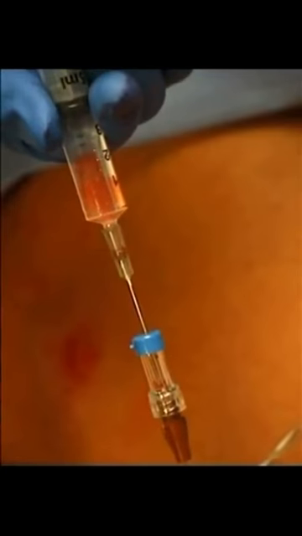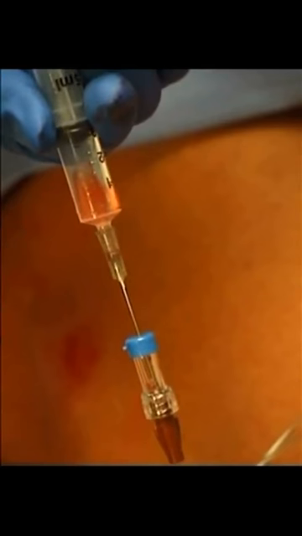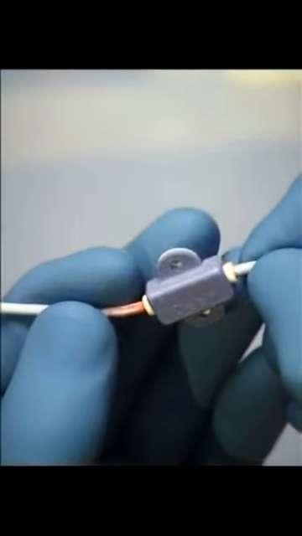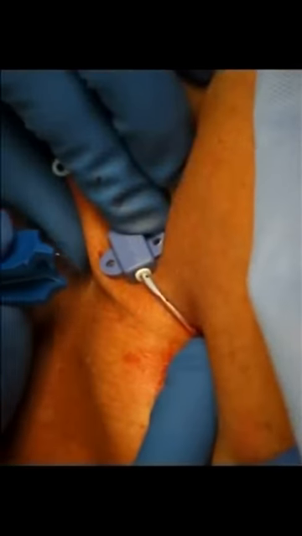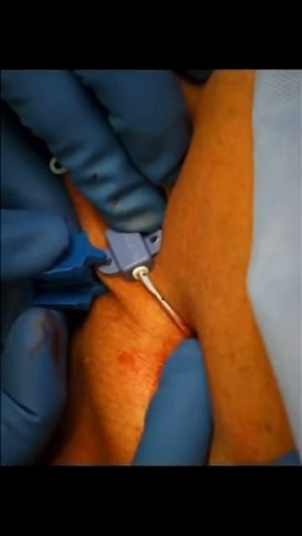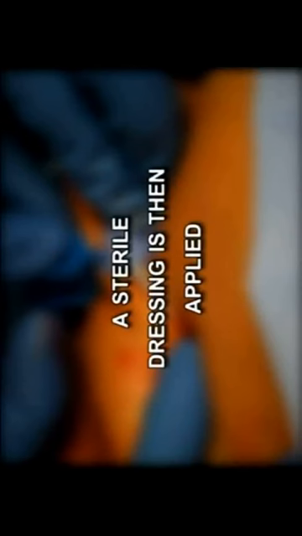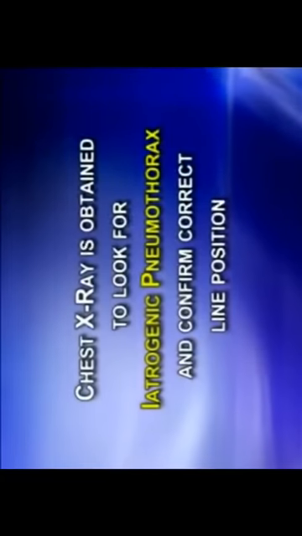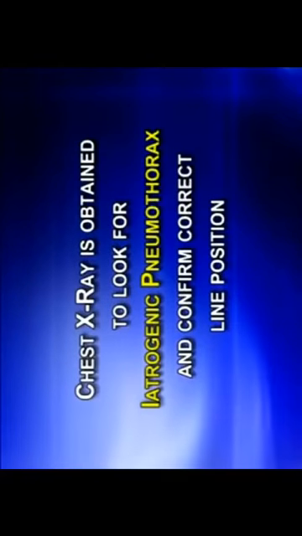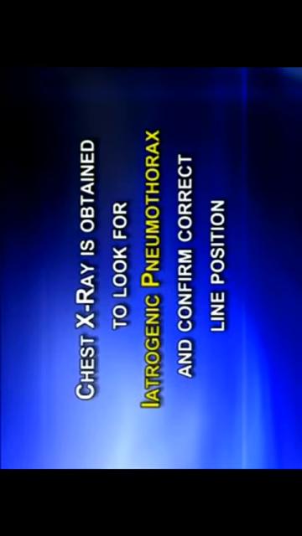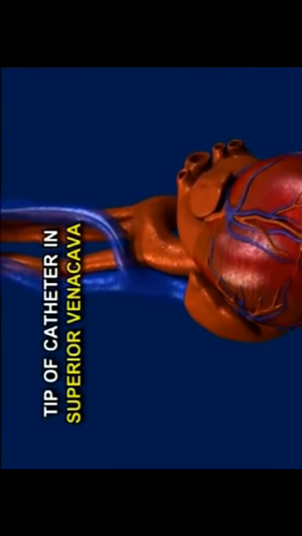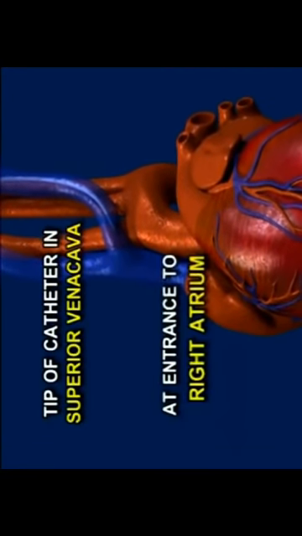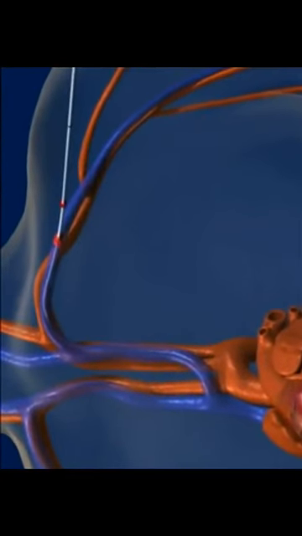Each port is then aspirated and flushed with sterile saline. The catheter is secured in place by placing the catheter holder on the catheter and securing it to the skin with staples or sutures. A sterile dressing is then applied. A chest X-ray is obtained to look for an iatrogenic pneumothorax and confirm correct line position. The optimal position is to have the tip of the catheter in the superior vena cava at the entrance to the right atrium, but placement anywhere in the superior vena cava is acceptable.